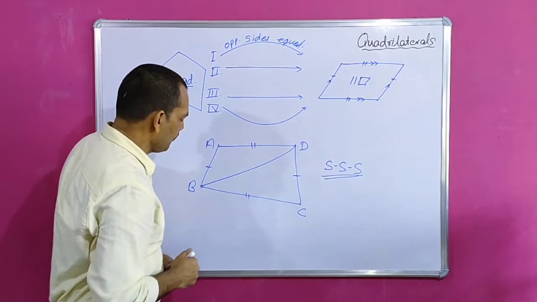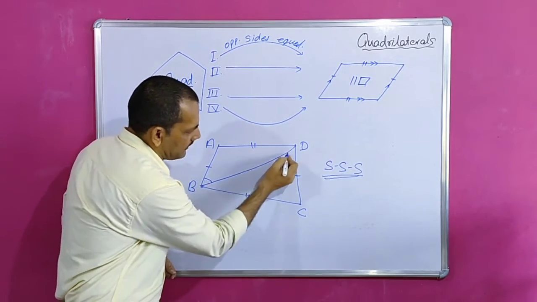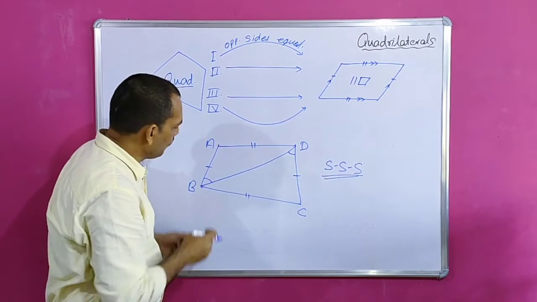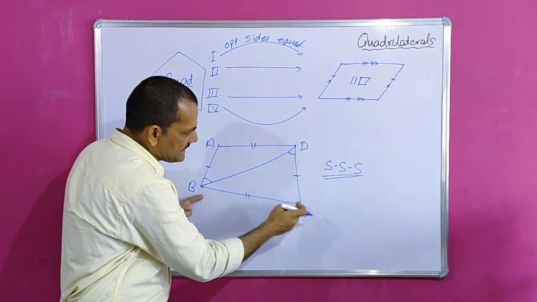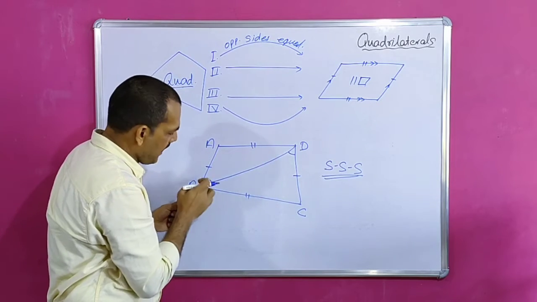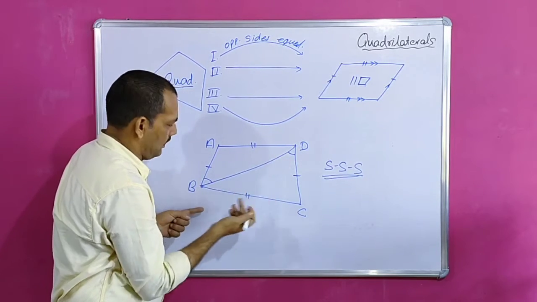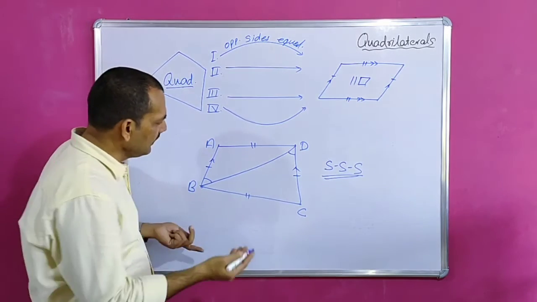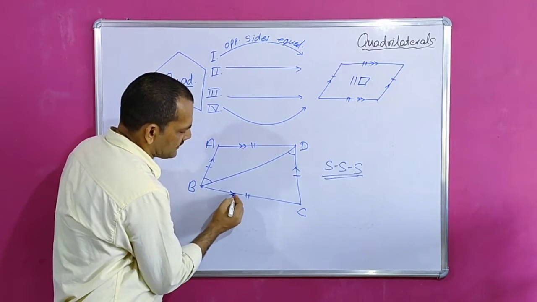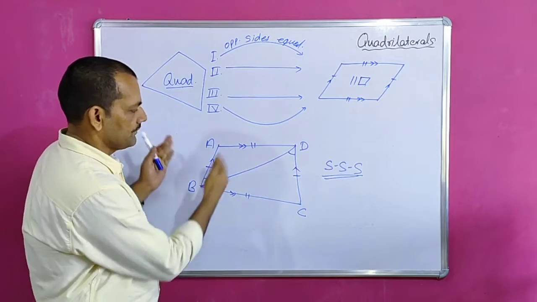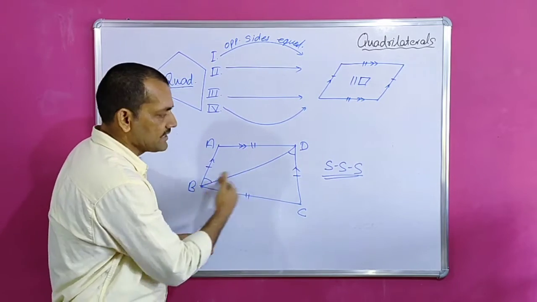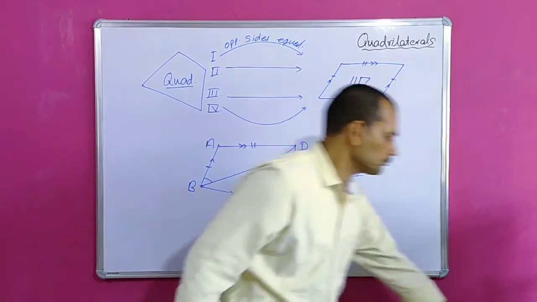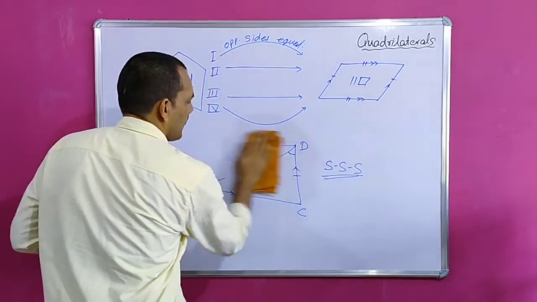If these 2 are congruent, automatically these 2 angles will be equal. And if these 2 angles are equal, with AB and DC crossed by BD and these alternate angles equal, automatically these 2 sides are parallel. Similarly, we can prove that these 2 sides are also parallel. So the opposite sides are parallel and equal, and it is nothing but a parallelogram. So that was case 1. Now we will come to case 2.